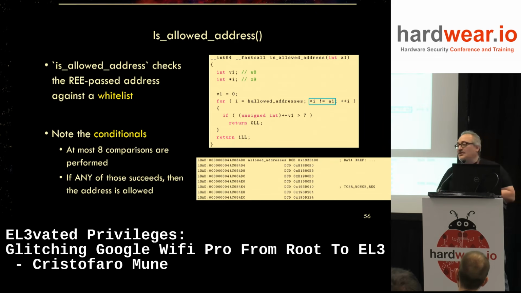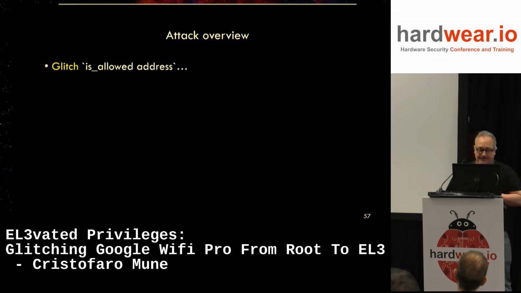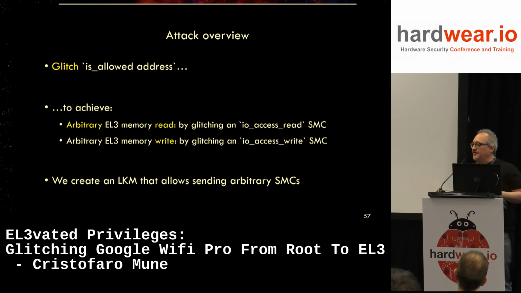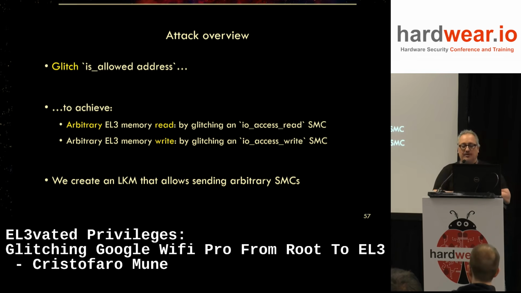Now, there are 8 regions that are whitelisted. There is a very specific address that you can read and write from. So this means that we cannot do more than that, unless we glitch this check. So if we glitch is allowed address and we pass an invalid address, we may be able to read and write from it. Okay. Now there is more information if you want to replicate this attack in the slides. I'm just explaining how we proceeded.